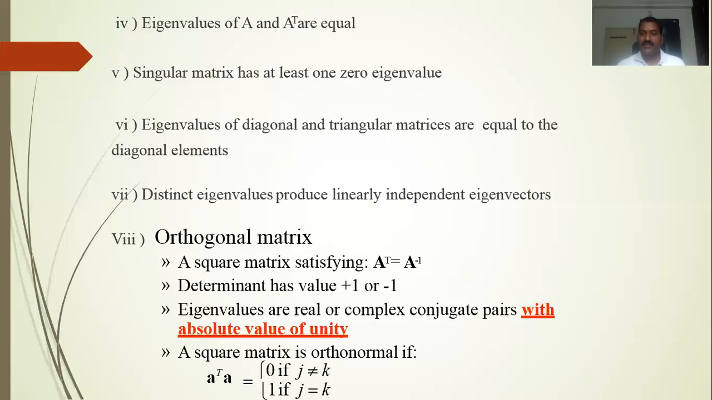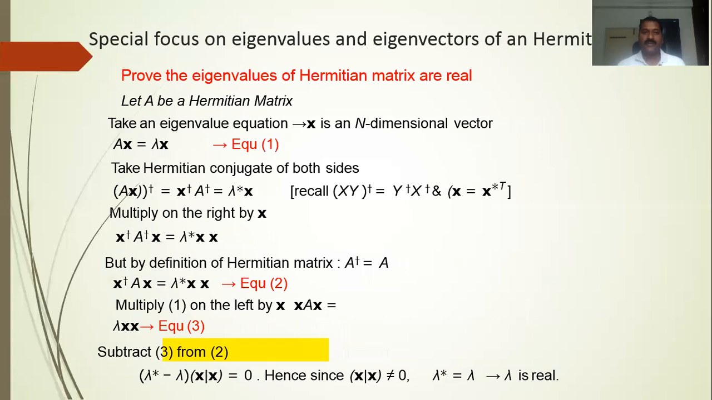Meaning the norm of the eigenvector, mod x, will be equal to 1. When are two vectors said to be orthogonal? If xi transpose xj should be equal to 0, and of course they are distinct, so j should be different from k. This property we'll use in future. Here is a small proof.